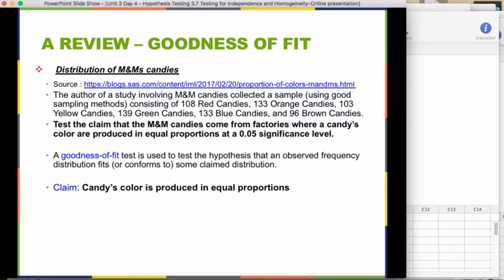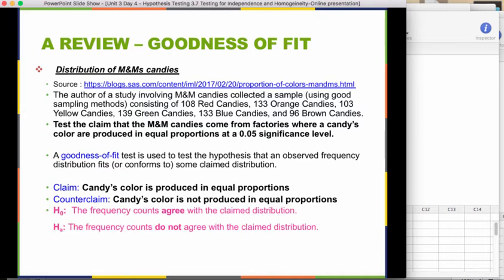And so the claim is that the candy's color is produced in equal proportions. The counterclaim is that the candy's color is not produced in equal proportions. So our null hypothesis is that the frequency counts agree with some claim distribution, and the alternate hypothesis is that the frequency counts do not agree with the claim distribution that we have here.